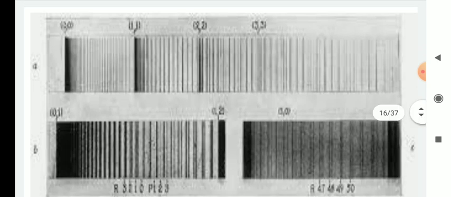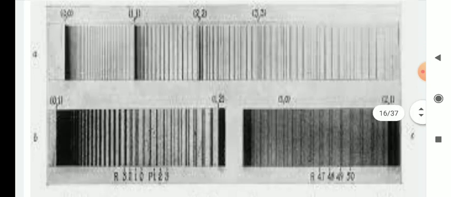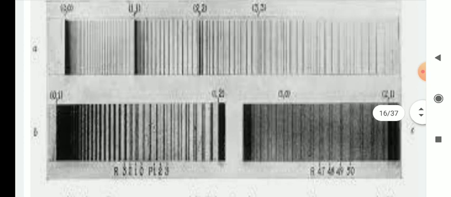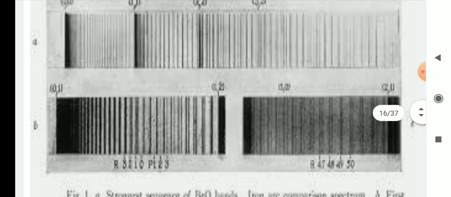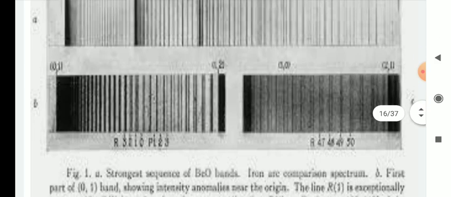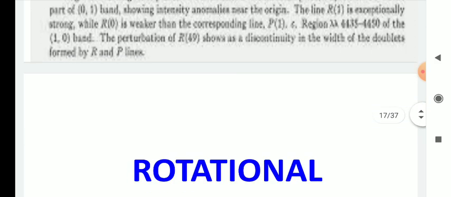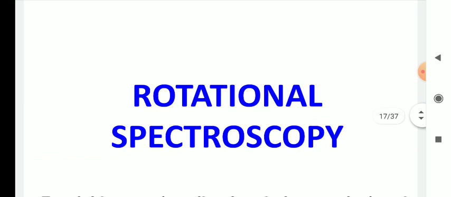So, this figure shows the molecular spectra, that is a band spectra, the sharp line that corresponds to the band head, and as you recede from the band head, the intensity of the lines decreases, and the lines are widely spaced. So, next we shall start with the rotational spectroscopy.